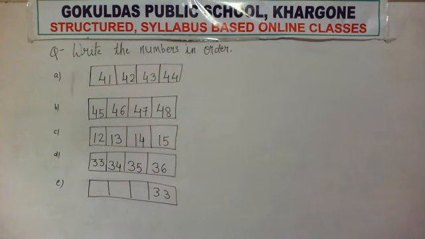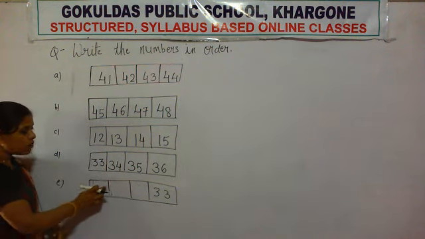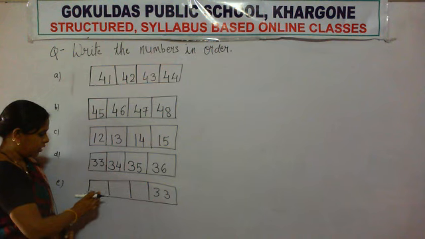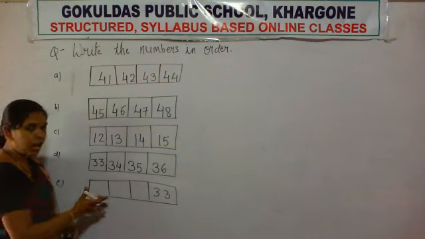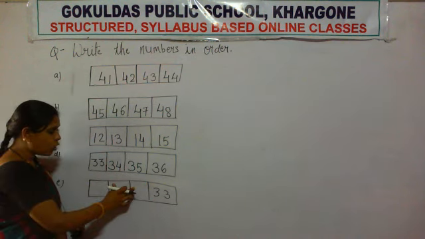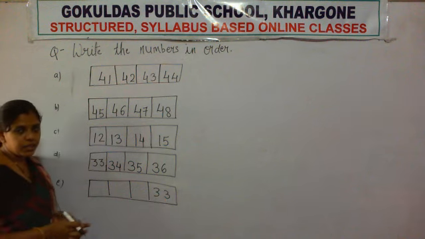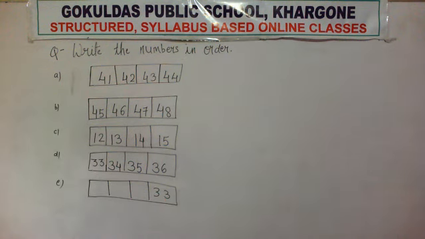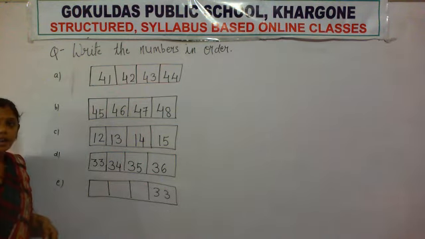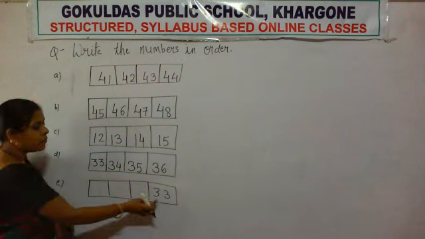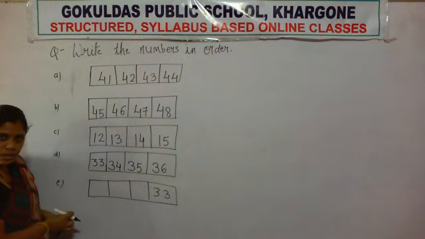All of you have copied? Very good. Now the last, E. In the last question, first the 3 boxes are empty, and after these boxes one number is written. And what is that number? 33. Which number is this? 33. And before 33, 3 boxes are empty.